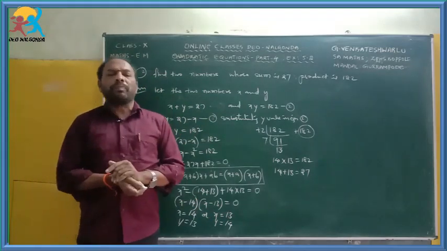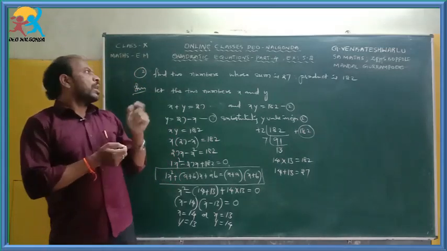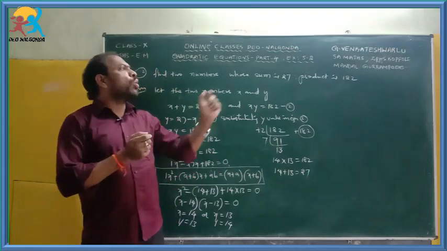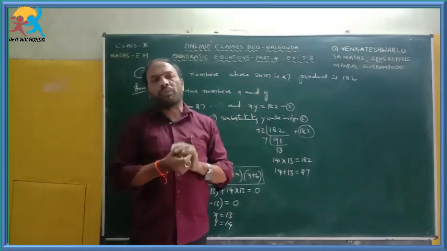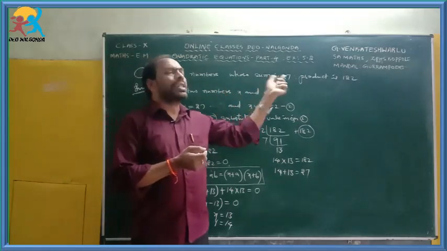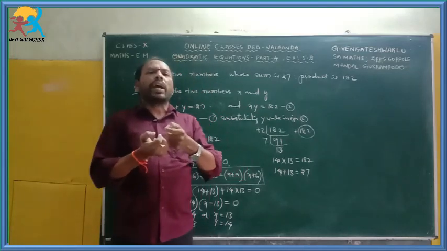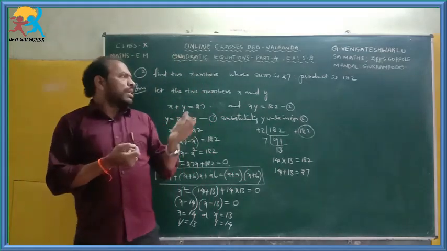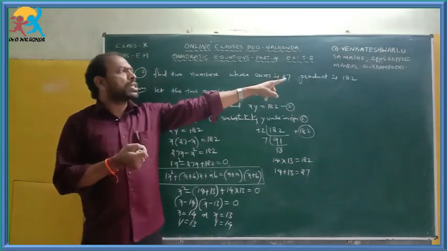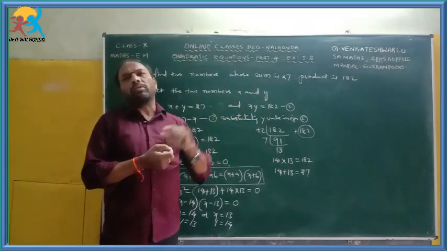Here it is the problem. Once again, look carefully at what is given in the problem. Find the two numbers whose sum is 27. Let the unknown two values be x and y. The sum of two numbers means x plus y is equal to 27, and the product of the two numbers is 182, that is x into y is equal to 182.